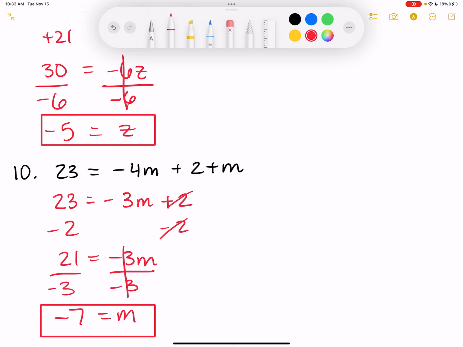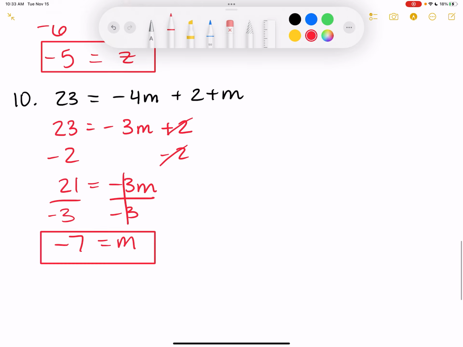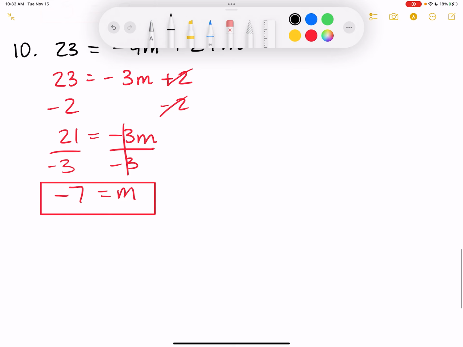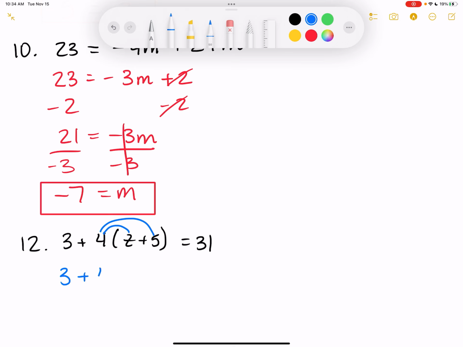All right, so now we're gonna do some that you have to distribute first, and then we'll do the combining like terms, so it just adds another step to it. So number 12, 3 plus 4 times z plus 5 equals 31. So we distribute first, so it's 4 times z and 4 times 5. So we have 3 plus 4z plus 20 equals 31.